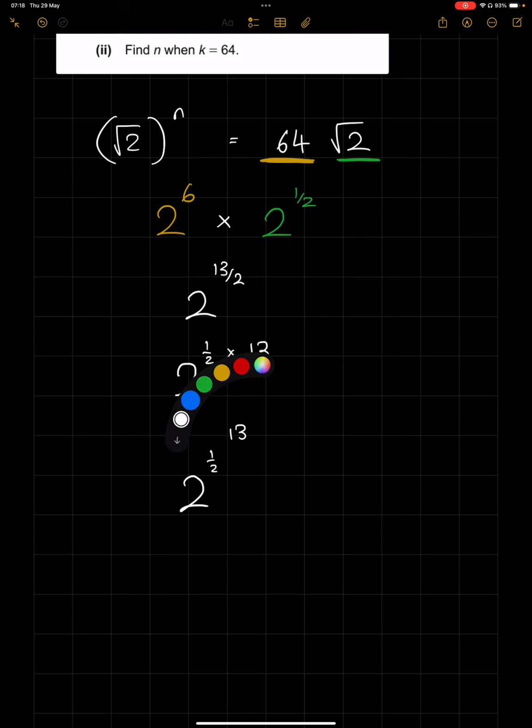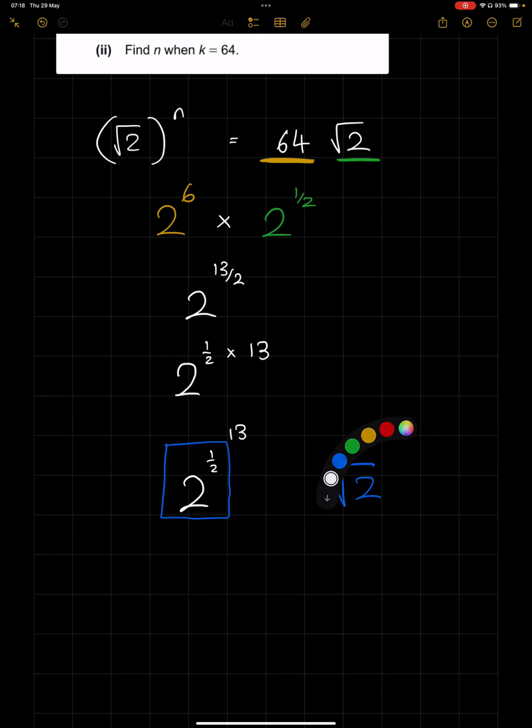And I think we can notice that 2 to the power of a half is the same as root 2. We still have our 13, and I think that's the answer. I think we've got it in the form root 2 to the power of n. Therefore, n is 13.